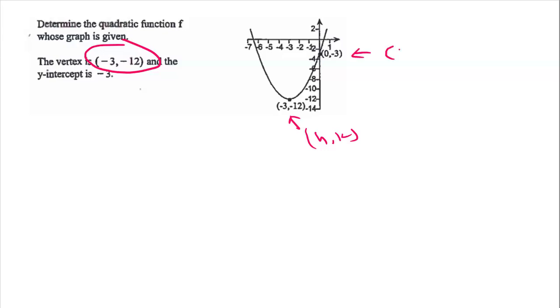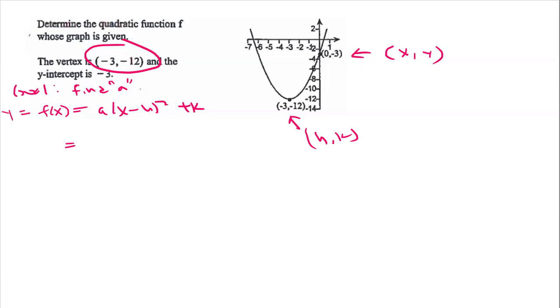And so this is going to represent the coordinate x, y. All right. So why did I write that down? Well, we need to use the vertex form to figure this out. So the vertex form again is f of x is equal to a times x minus h squared plus k. And then our goal here is to solve for a, or find a. f of x, we can rewrite that as y, right?